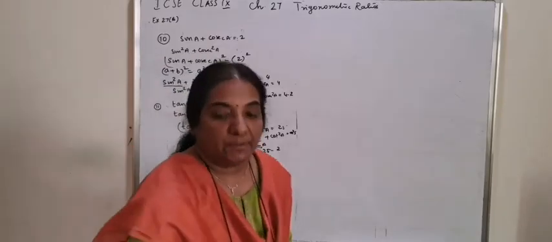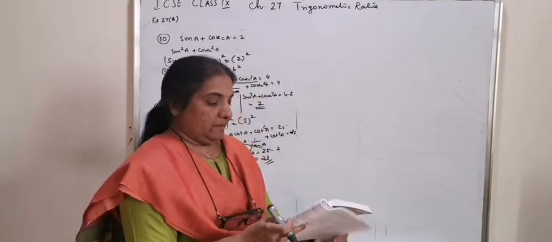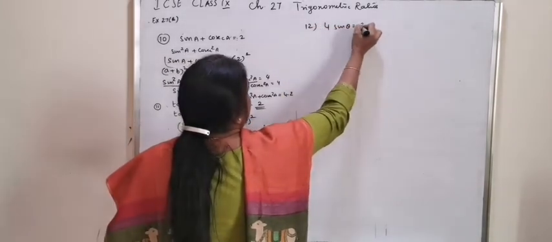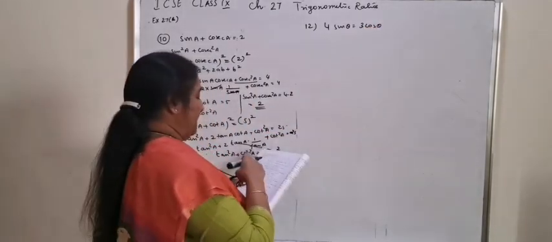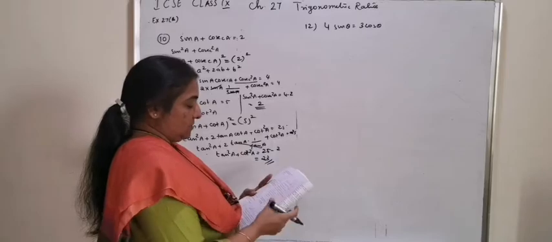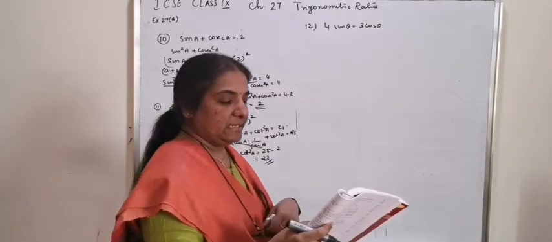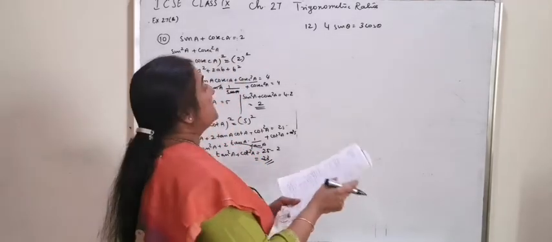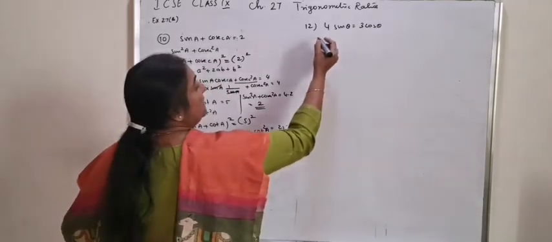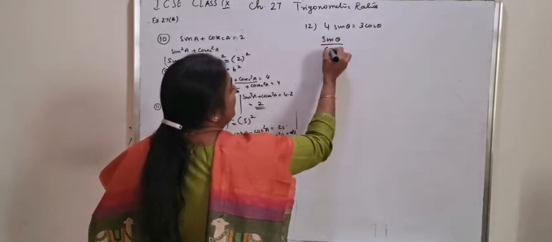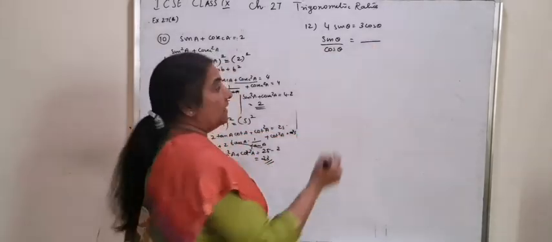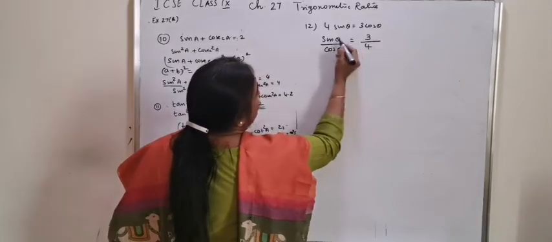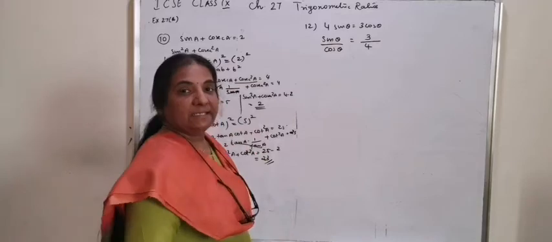Let's pass on to question number 12. Given that 4 sin theta is equal to 3 cos theta, then find the value of sin theta, cos theta, cot square theta minus cosec square theta, and 4 cos square theta minus 3 sin square theta plus 2. 4 sin theta is equal to 3 cos theta. Let us make it as a ratio. Sin theta by cos theta is equal to, along with sin theta it is 4, so it has to be retained here, and 3 here, so that we are not changing the equation.